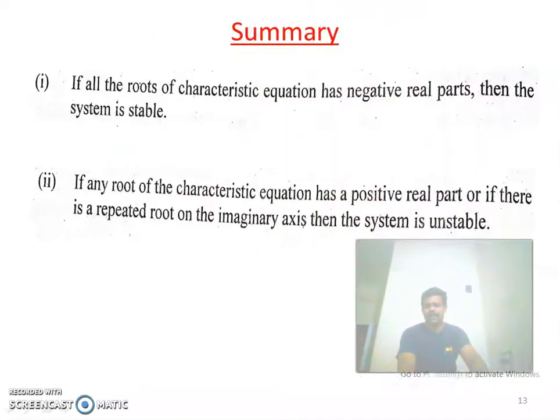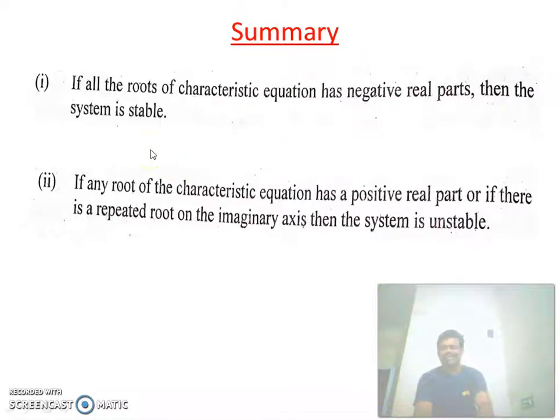Now we are coming to the summary. If all the roots of the characteristic equation have negative real parts, then the system is stable. If any root of the characteristic equation has a positive real part, or if there is a repeated root on the imaginary axis, then the system is unstable. So what is the first condition for stable? If all the roots of the characteristic equation have negative real parts, then the system is stable. If any root has a positive real part, or if there is a repeated root on the imaginary axis, then the system is unstable.